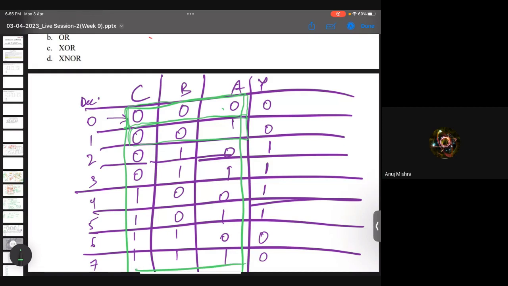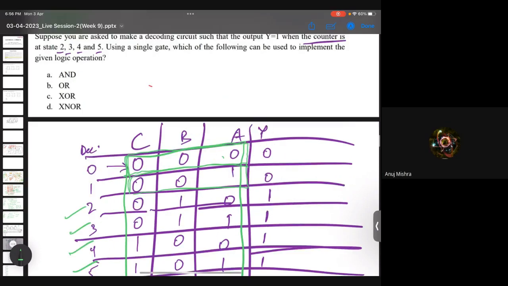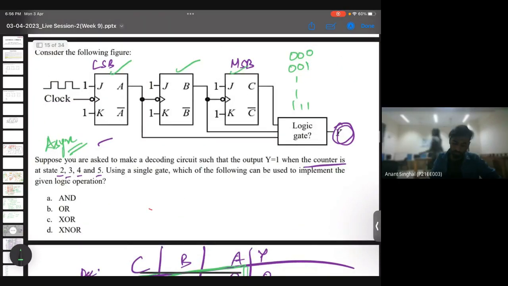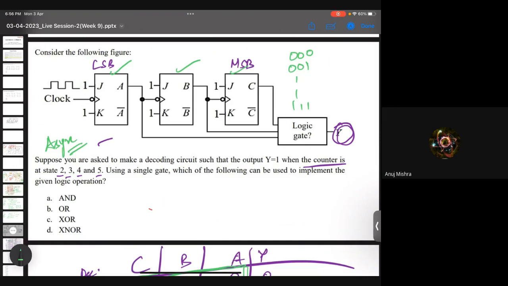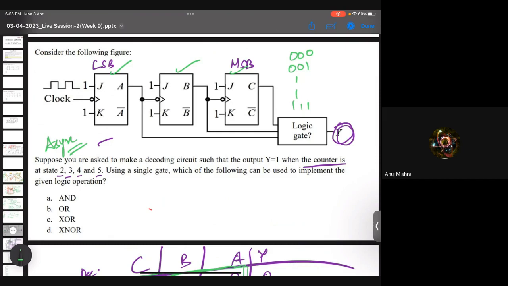Is it fine? And then it says that for 2, 3, 4, 5, the output is 1. Right? Yes, sir. So now you can see how we are getting the output. Sorry, how are we getting the Y output?